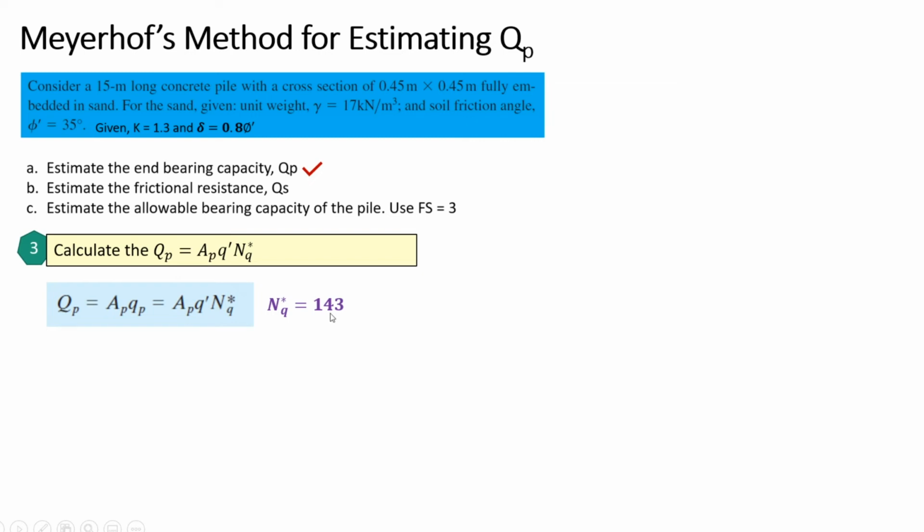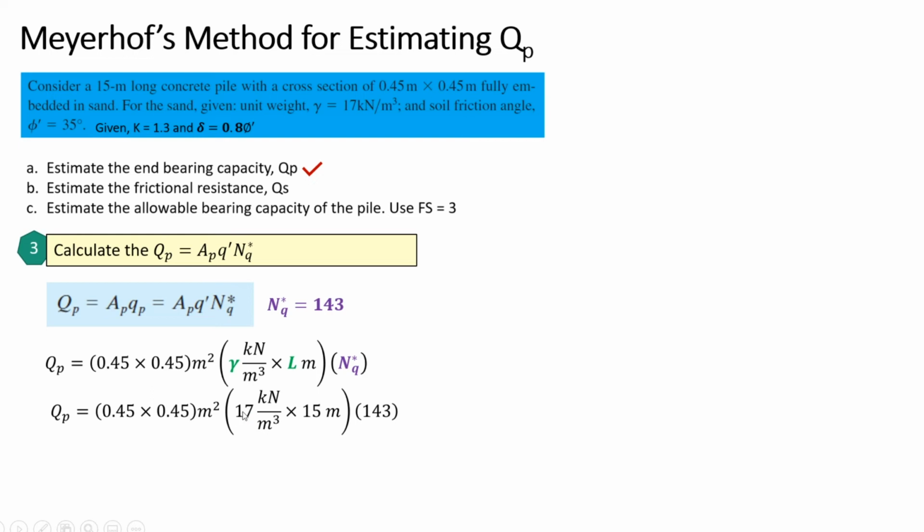NQ is 143. Here we have the area. Since the cross section is square, it is 0.5 times 0.5. Then the unit weight and the length of pile: 17 times the length of pile of 15 times the NQ star here. So this is the value of QP.